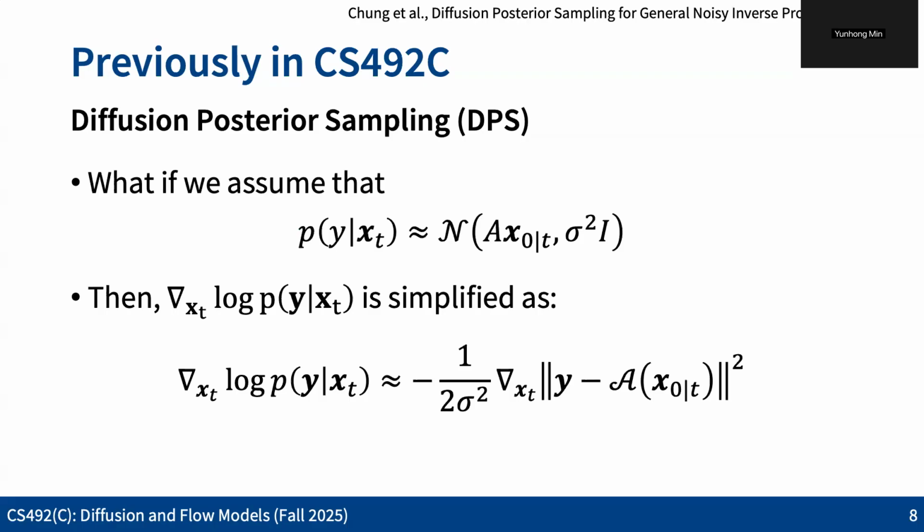Obviously, this would not be a simple Gaussian distribution, but the benefit of having this simple approximation is that now we can simply model the conditional score as the gradient of the L2 loss this way. This was one simple, very convenient way of modeling the conditional score, in a way that we can inject guidance at test time.